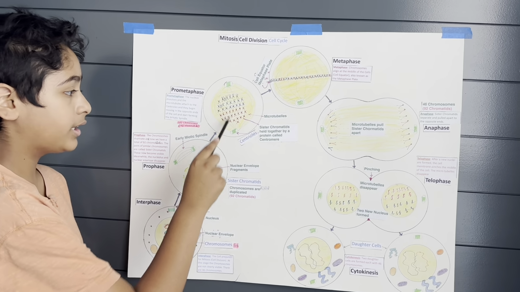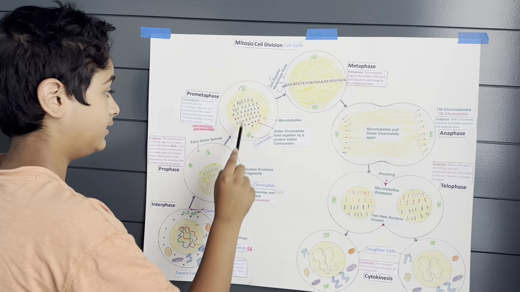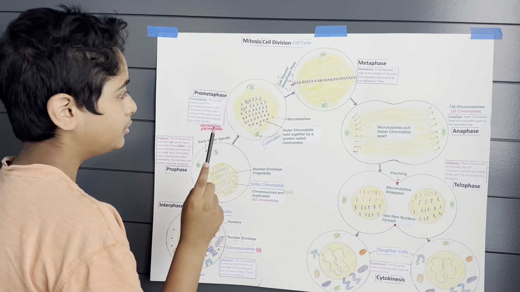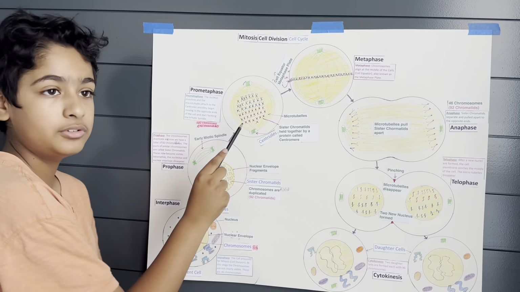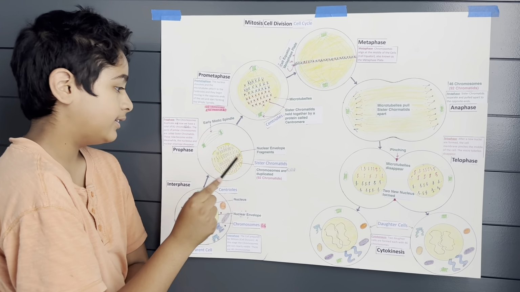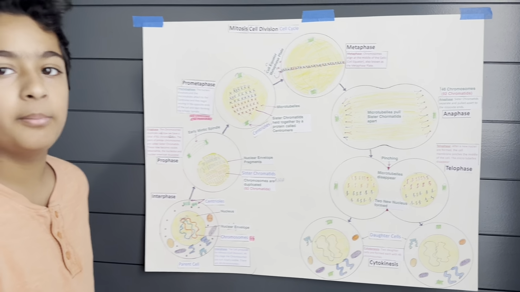And the microtubules have expanded a lot, and the centrioles have reached the poles of the cell. The microtubules are now attaching themselves to the centromere, the protein that has connected the sister chromatids. That's pretty much it for the prometaphase.